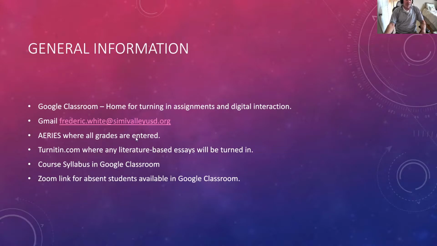Aries is where all grades are entered, and turnitin.com is where any literature-based essays will be turned in. The course syllabus is in Google Classroom. There's a specific topic right there that has it in it. And there's also another topic for the Zoom link for absent students available in Google Classroom.